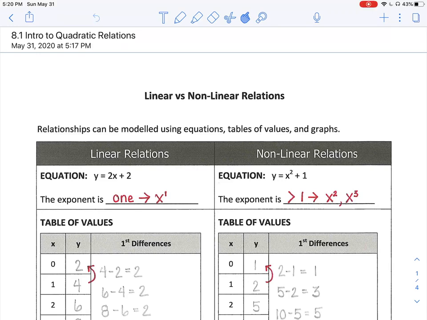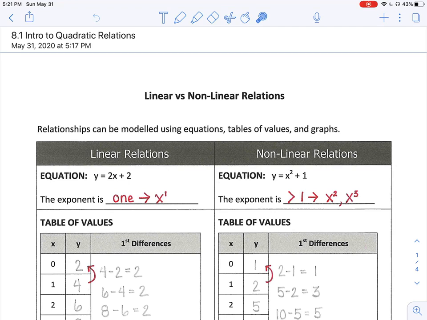With our new and final unit starting today, we're kicking things off with linear versus non-linear relations, specifically in the unit on quadratic relations. These are things that you are going to see in grade 11, so it's advantageous to just get a general understanding of what linear and non-linear relationships are and those characteristics.